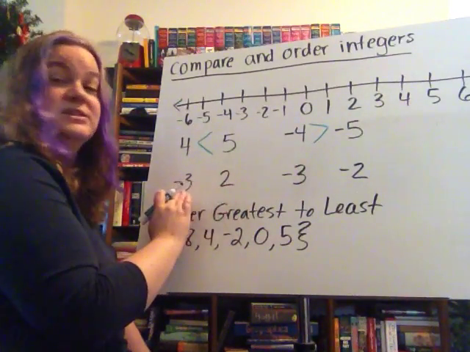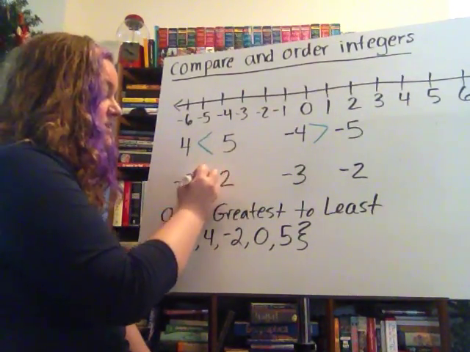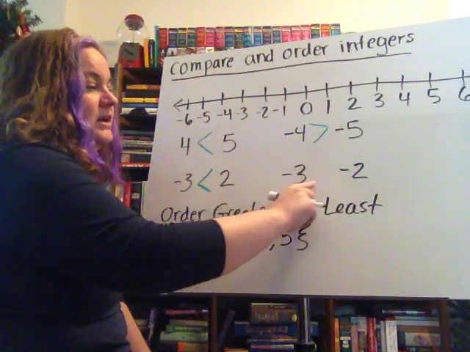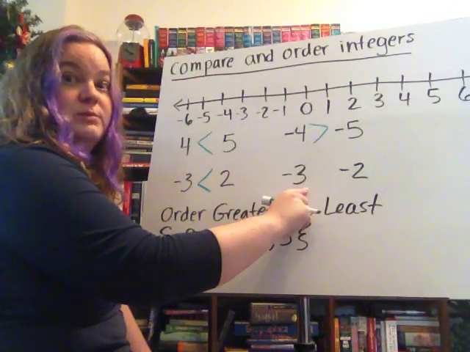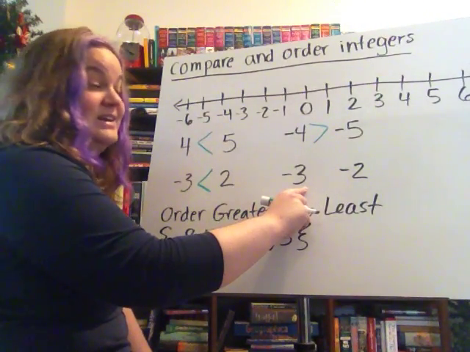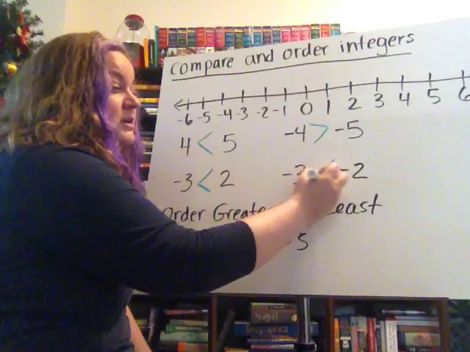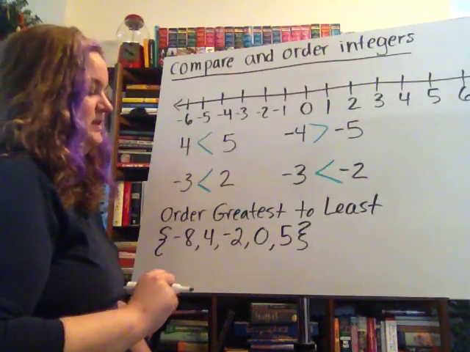Okay, when you have a positive and a negative, the positive is always going to be bigger than the negative. And again, if I looked at 2 and 3 and they were positive, I know 3 would be bigger, so that means that negative 3 is going to be smaller than negative 2 because it's going to be the opposite.